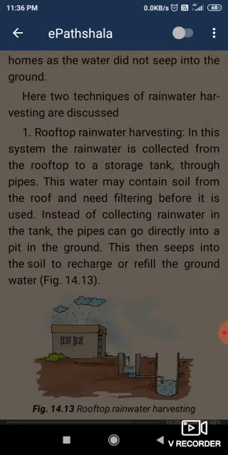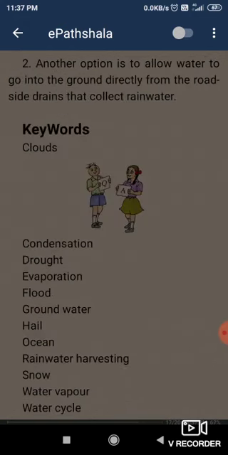First, rooftop rainwater harvesting. In this system, the rainwater is collected from the rooftop to a storage tank through pipes. This water may contain soil from the roof and need filtering before it is used. Instead of collecting rainwater in the tank, the pipes can go directly into a pit in the ground. This then seeps into the soil to recharge or refill the groundwater. Second, another option is to allow water to go into the ground directly from the roadside drains that collect rainwater.